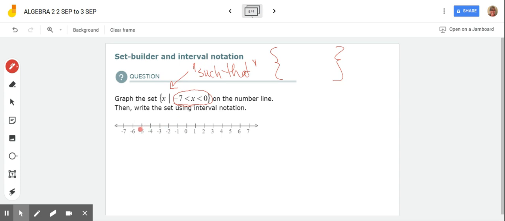And so it's saying graph the set of X such that X is greater than -7 and less than 0 on the number line. This is just a nice mathy way to say this. Okay, -7, open circle, 0, open circle, and it says X is greater than -7 and X is less than 0. So that's how we color it on the number line.